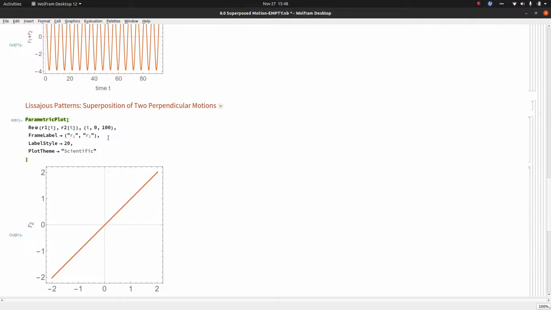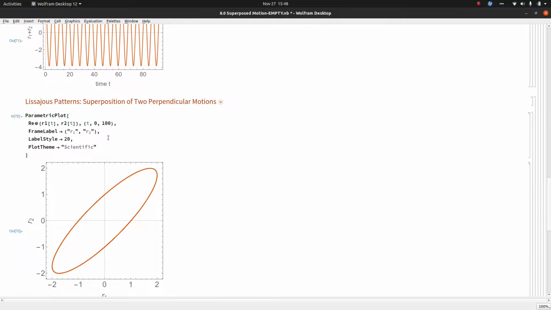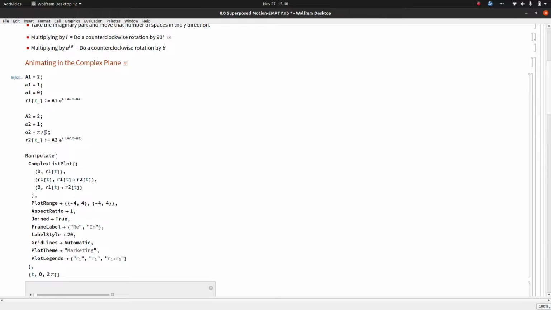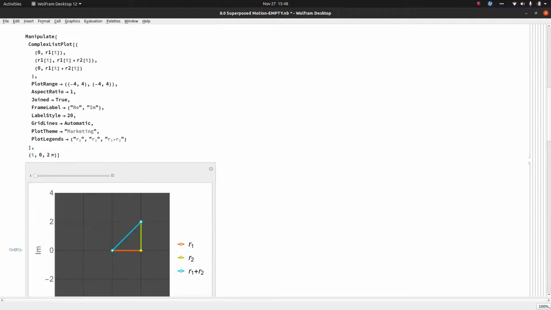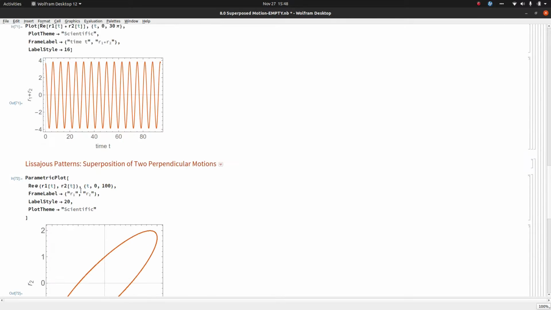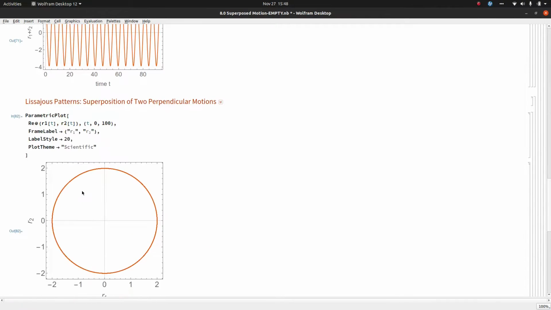But the Lissajous pattern, when you are out of phase, you start to see this ellipsoidal pattern. And if you go 90 degrees out of phase, so pi over 2, you can see that's now 90 degrees out of phase. If we compute the Lissajous pattern, now we have a circle. So when you're in phase, you're getting a straight line for the Lissajous pattern. And when you're 90 degrees out of phase, you get a circle.